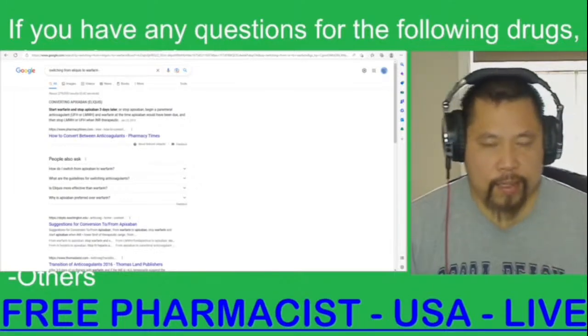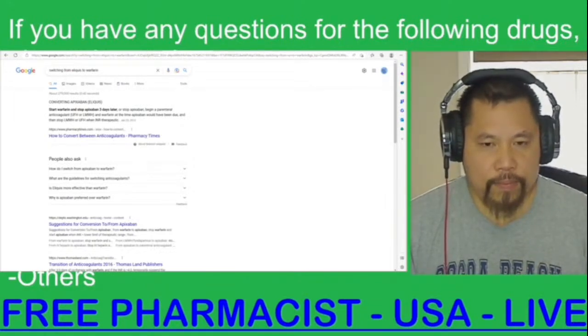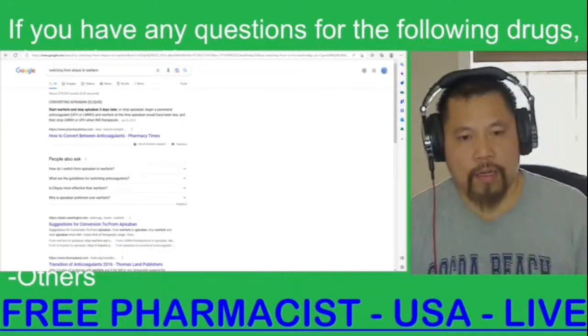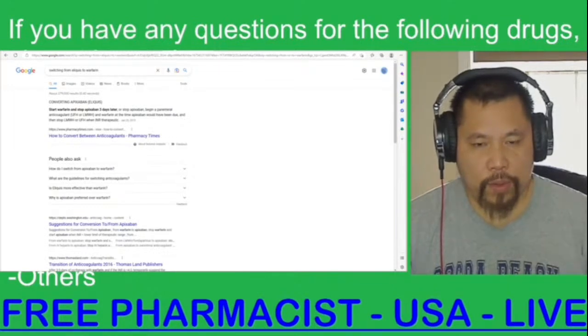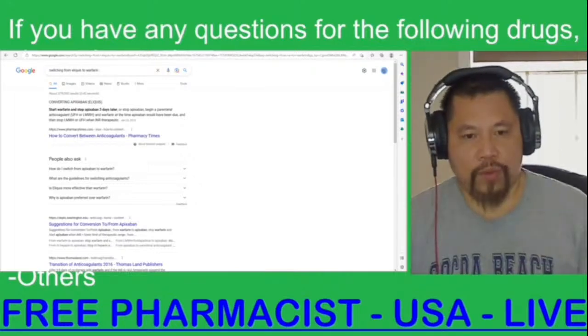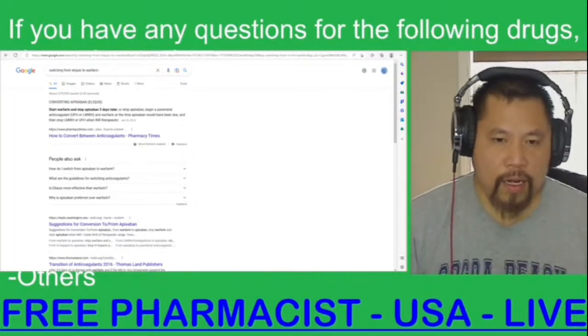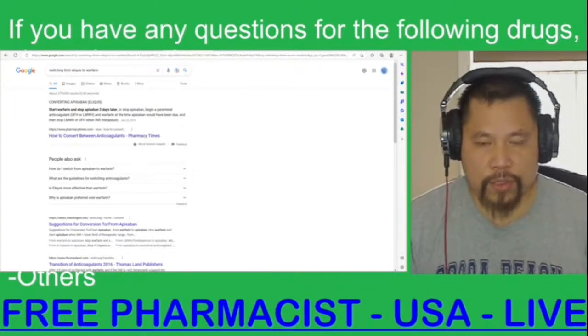But you need to make sure you have the baseline INR, and then based on the INR level, you may need to make sure when it's safe to stop the Eliquis. Maybe 3 days later, if you have a normal baseline INR. If you have a high baseline INR, then you might need to consider stopping a little bit sooner.